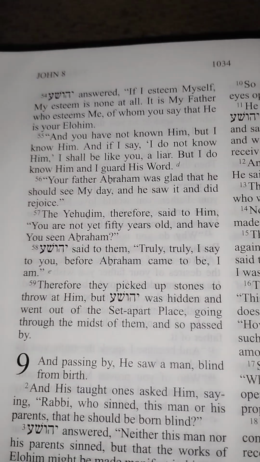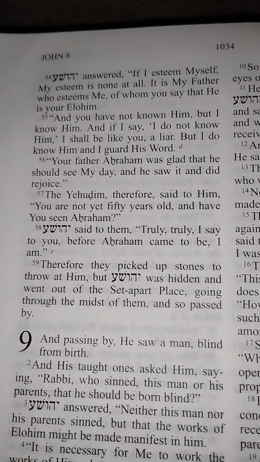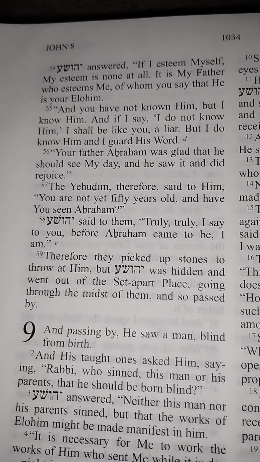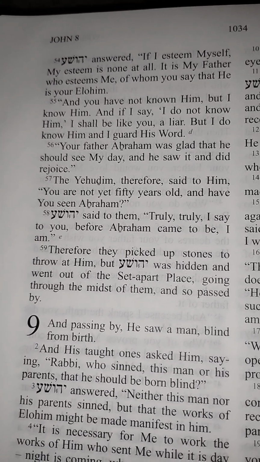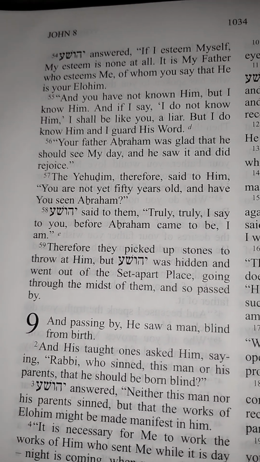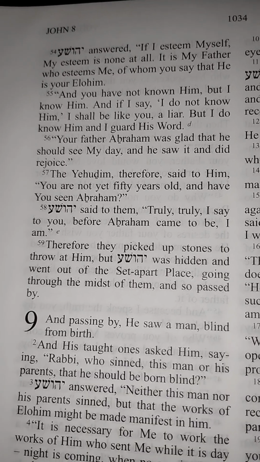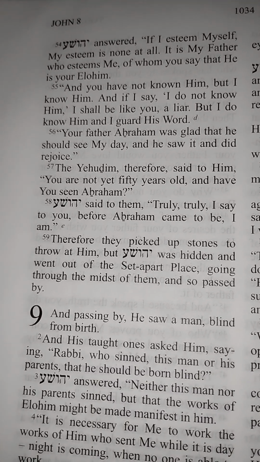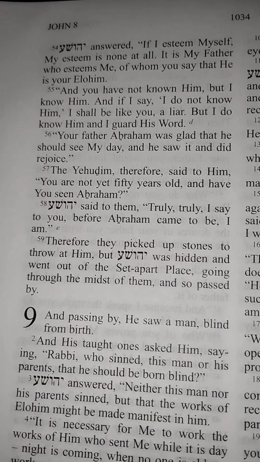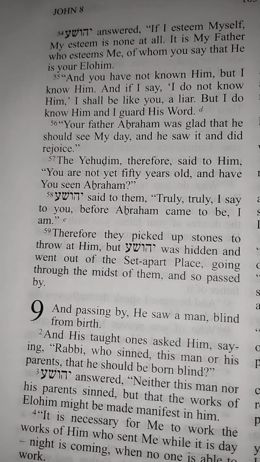Yeshua answered, If I esteem myself, my esteem is none at all. It is my Father who esteems me, of whom you say he is your Elohim. And you have not known him, but I know him. And if I say I do not know him, I shall be like you, a liar. But I do know him, and I guard his word. Your father Abraham was glad that he should see my day, and he saw it and did rejoice.